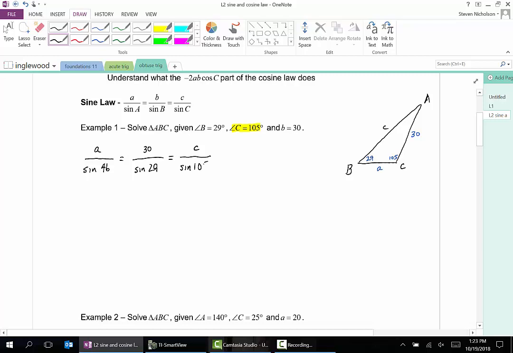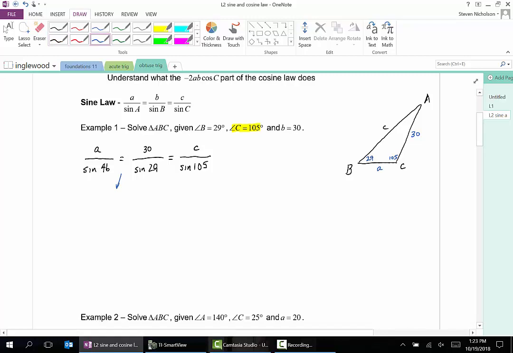So right now, remember when we talked about triangles, bigger sides are opposite bigger angles, and little sides opposite little angles. What we should know from this is angle B, 29 degrees, is the smallest angle. Therefore, little a and little c should be bigger than 30, and little c should be the biggest side because angle C is the biggest angle. So I'm going to do this really quickly.